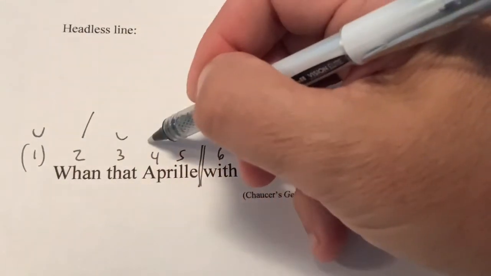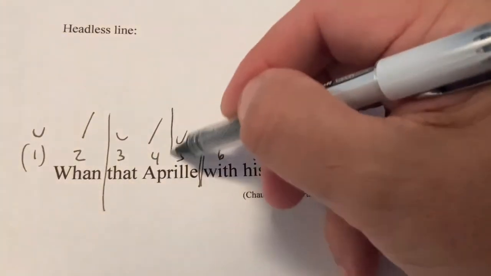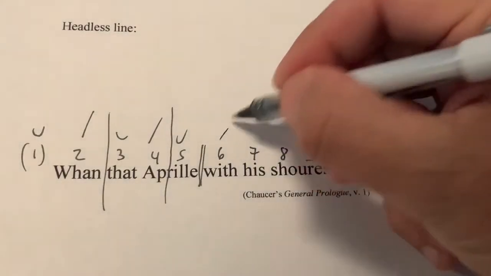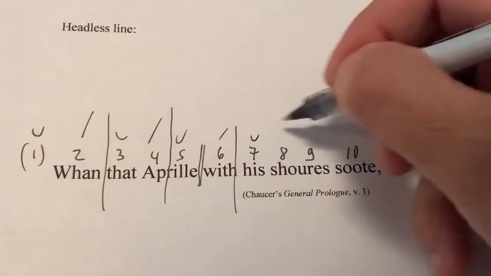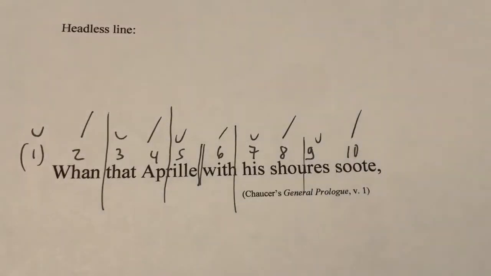Whan that April. And notice how the feet are. That's exactly where the Cupertelian medial 5-5 caesura ends, right? There's a weak syllable, that's the promotion, with his showres soote. Whan that April with his showres soote. It's missing a syllable, but it's a perfect decasyllabic line because it's a headless line.